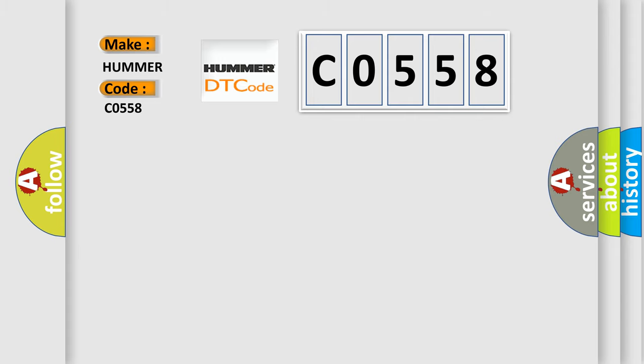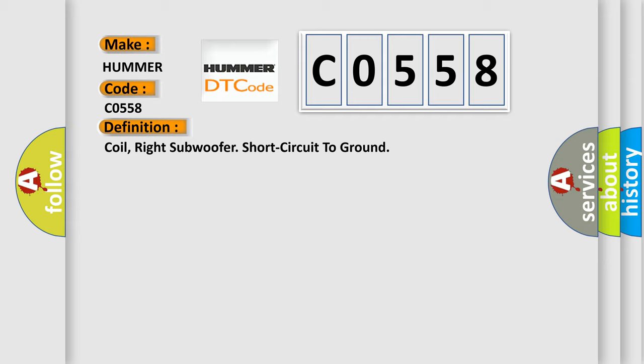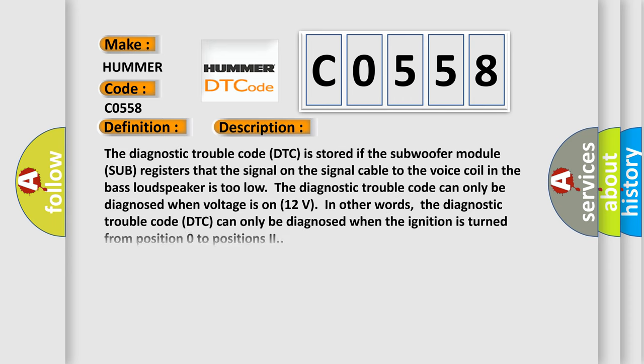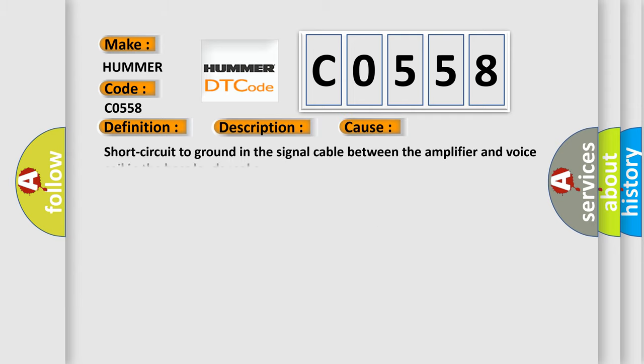The basic definition is coil, right subwoofer short circuit to ground. And now, a short description of this DTC code. The diagnostic trouble code DTC is stored if the subwoofer module registers that the signal on the signal cable to the voice coil in the base loudspeaker is too low. The diagnostic trouble code can only be diagnosed when the voltage is 12 volts. In other words, the DTC can only be diagnosed when the ignition is turned from position 0 to position 2. This diagnostic error occurs most often in these cases: short circuit to ground in the signal cable between the amplifier and voice coil in the base loudspeaker.